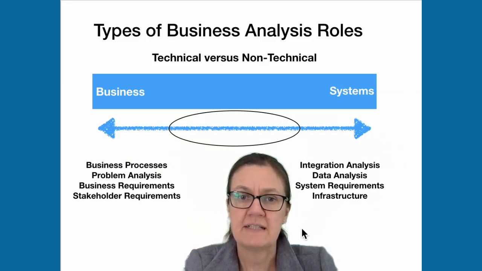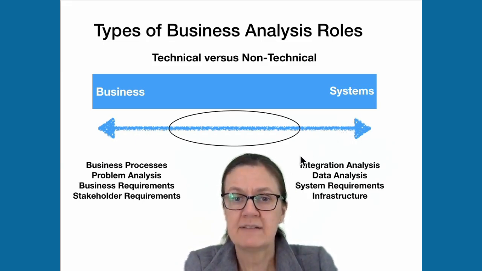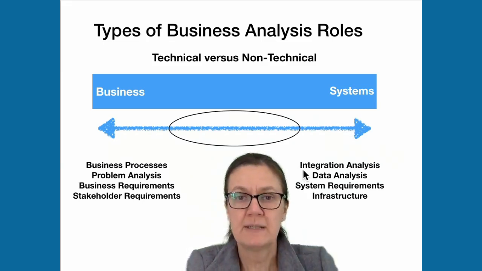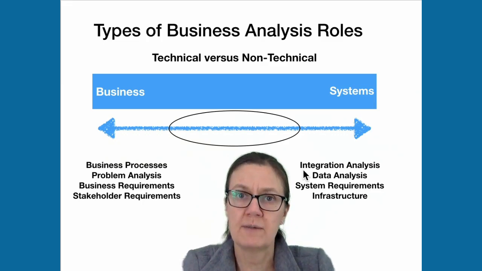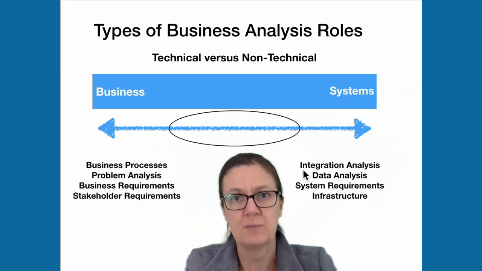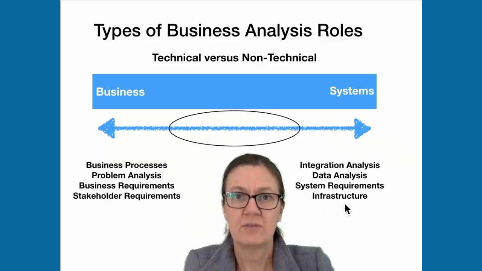So some business analysts would be more technically inclined. They may even sit right on this side of the spectrum, which means they would have a deep understanding of integration, interfaces between systems. They'll be able to document to a very low level of detail the really technical requirements that is required for systems to be implemented. So here are some other examples: data analysis, systems requirements, and infrastructure related requirements.